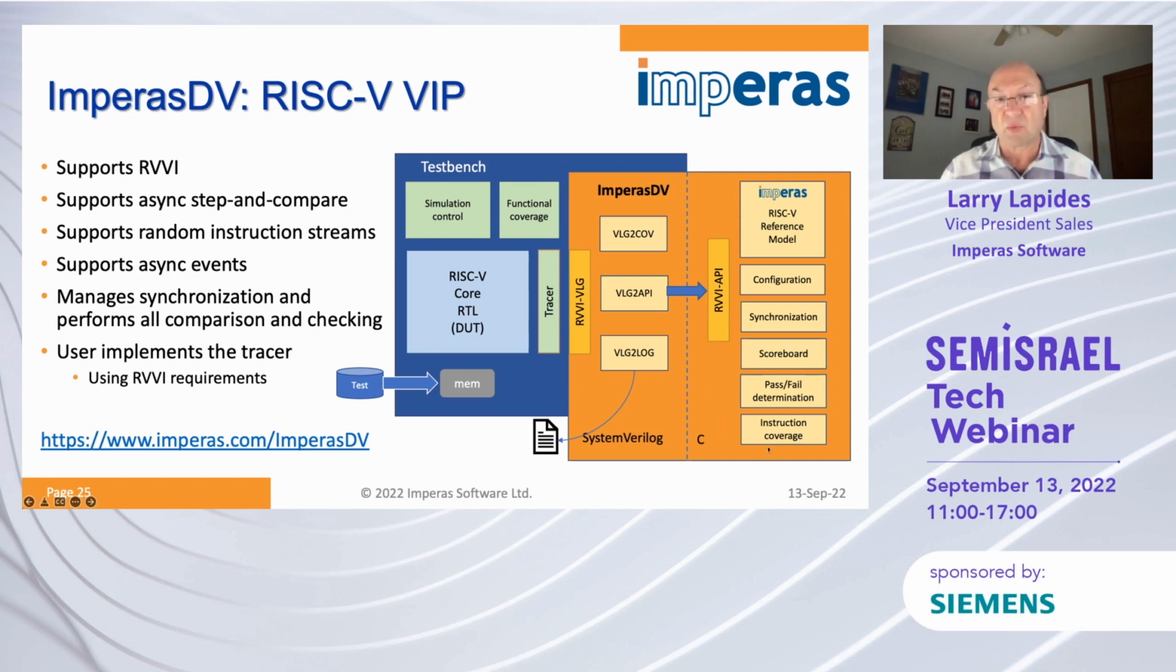And then we also see over here these pieces built in C. First, the RISC-V reference model, and then verification IP for configuring the model, for doing the synchronization, for doing the compare, pass-fail determination. And also there's a piece for instruction coverage here. This is a very simple C-based coverage. But actually now, using this VLG to cov module here, we have implemented functional coverage as part of the Imperas DV.